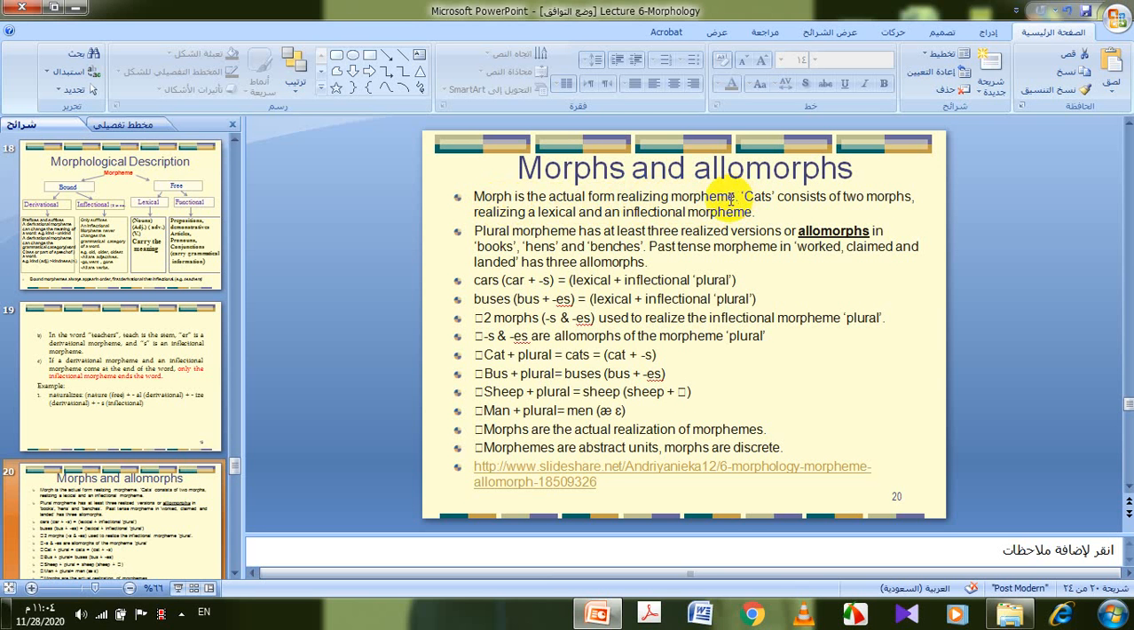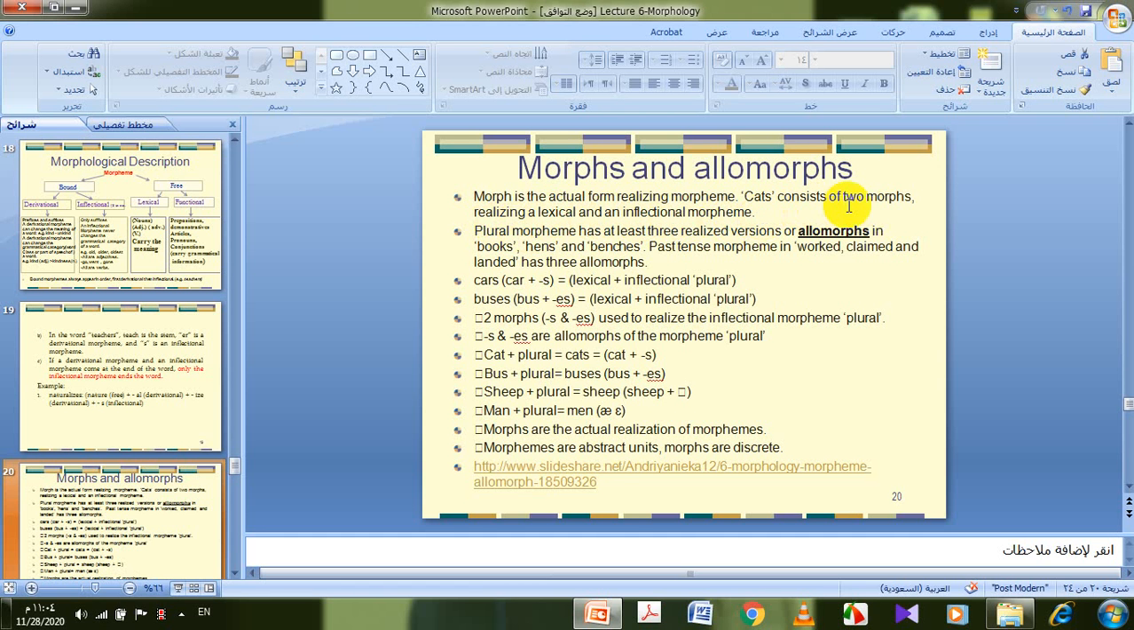Again, a morph is the actual form or the actual realization of a morpheme. Why? Because a morpheme is abstract. It is in the mind. That's it. Cats consists of two morphs, realizing a lexical and an inflectional morpheme. Lexical is cat, and inflectional is the plural S. Good.